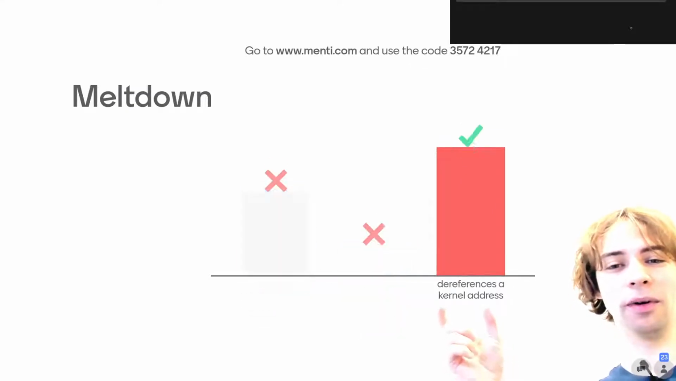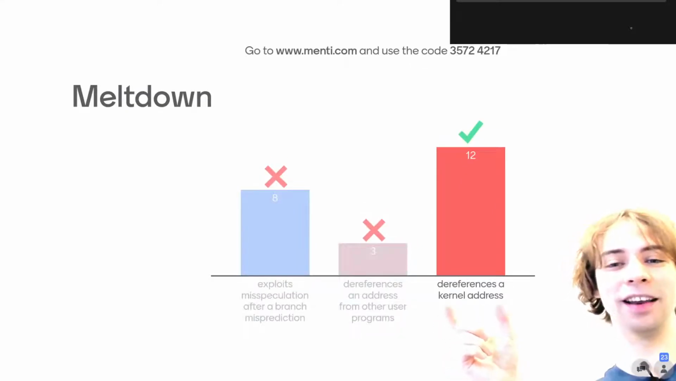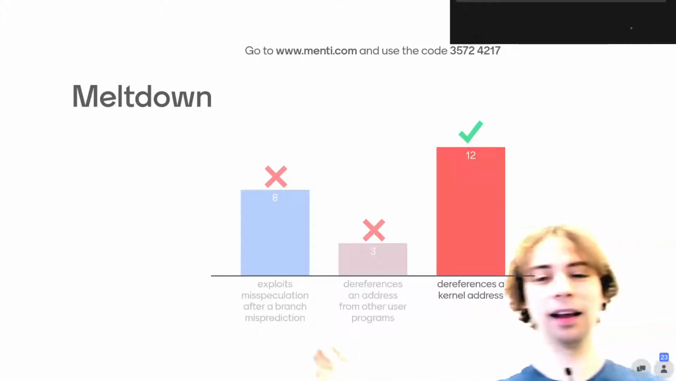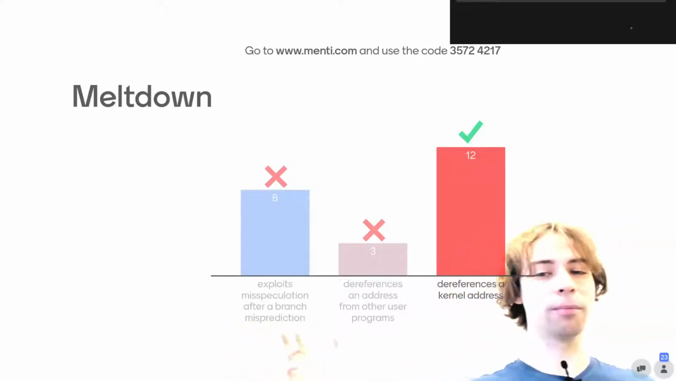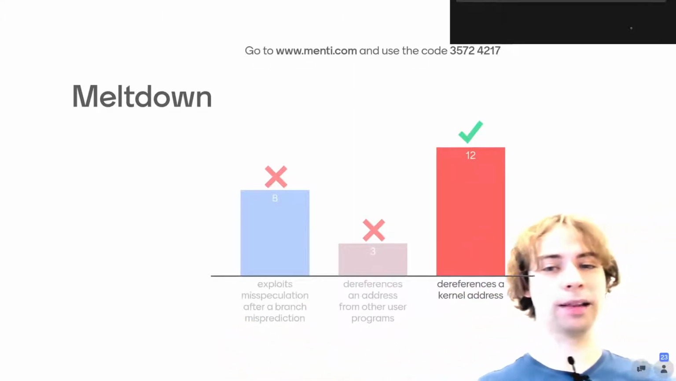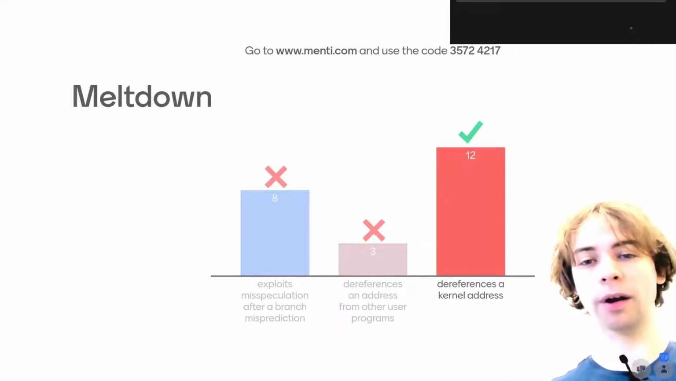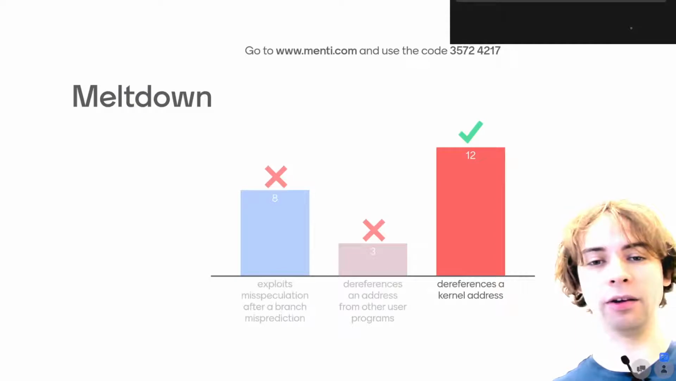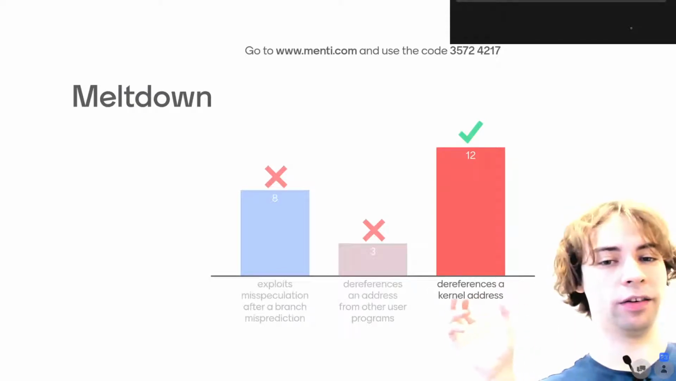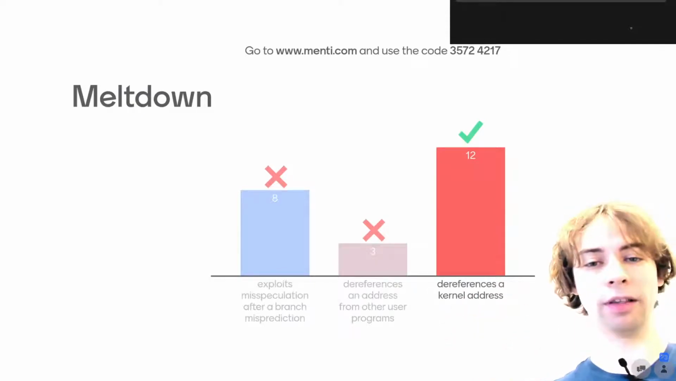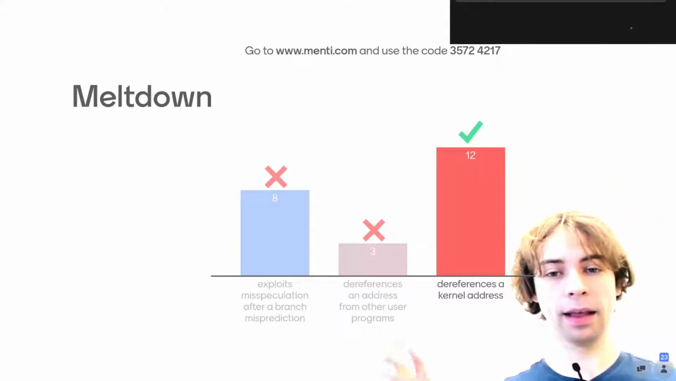Yeah, okay, so the majority got it right, but misspeculation after branch misprediction, no, that's not what Meltdown does. Meltdown has nothing to do with branch prediction or branch misprediction or speculative execution. Meltdown just dereferences a kernel address. Done. That's the entire thing, what the attack does.